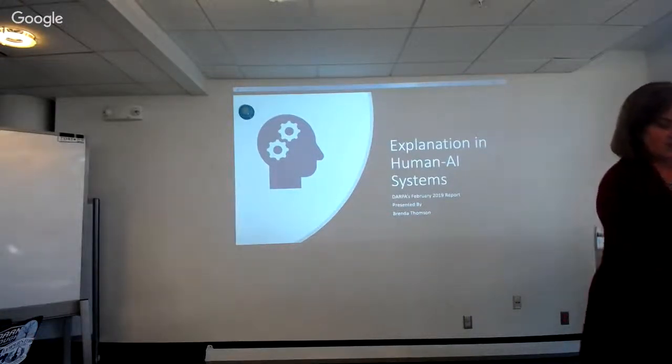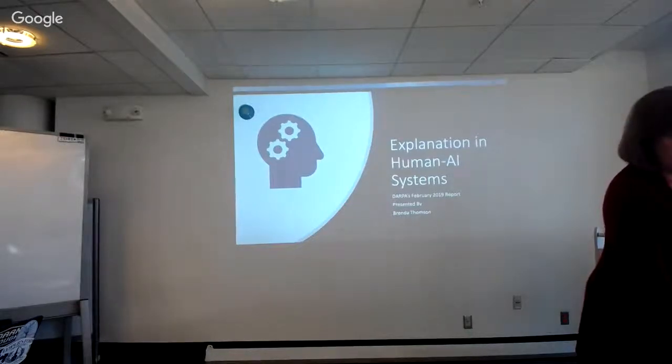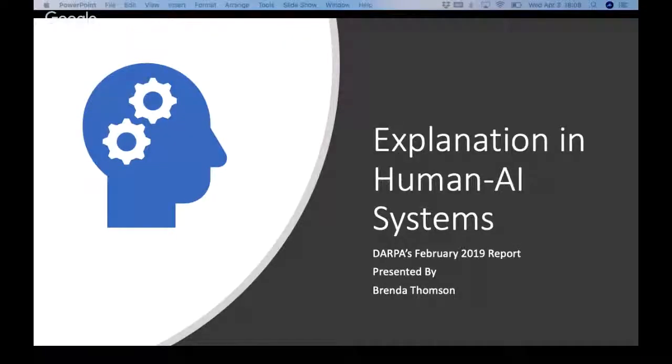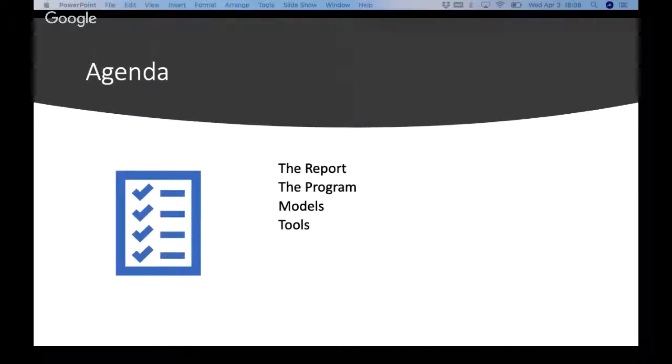Real quickly, the agenda. I'm just basically going to cover what the report is, how it's structured, and how we can actually use it. What the explainable AI program actually is, and what are some of the models that they've come up with, as well as some of the tools that they now have available.